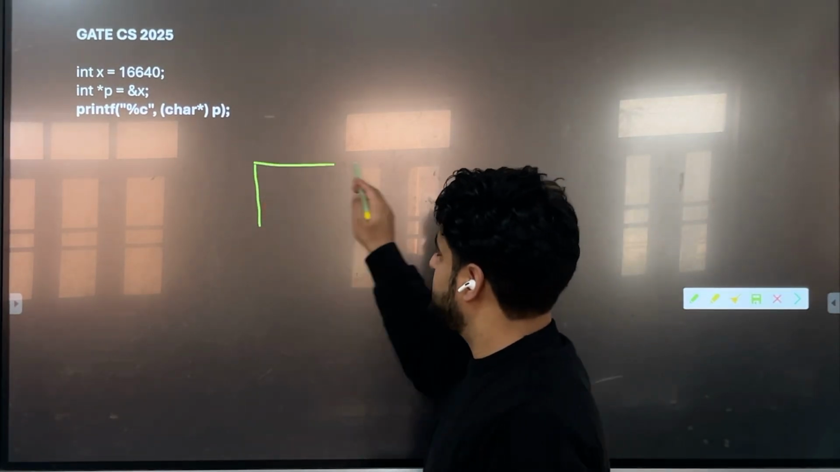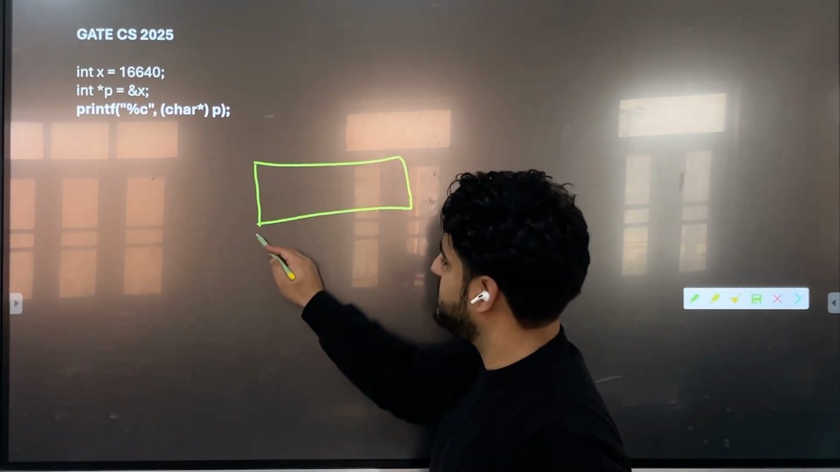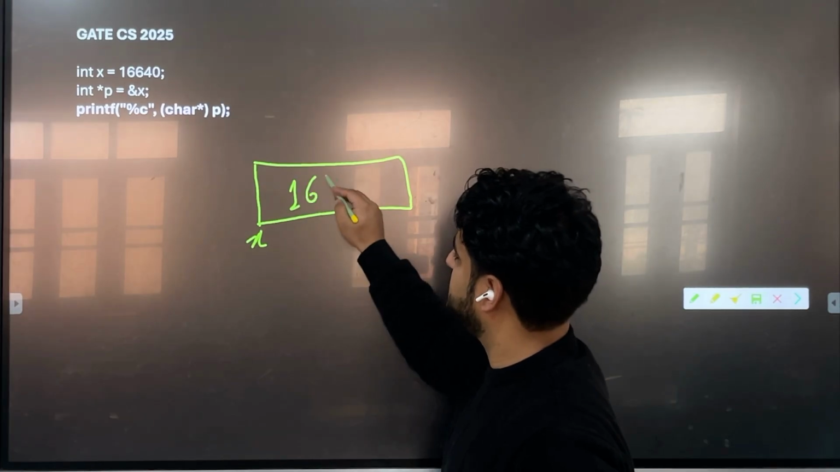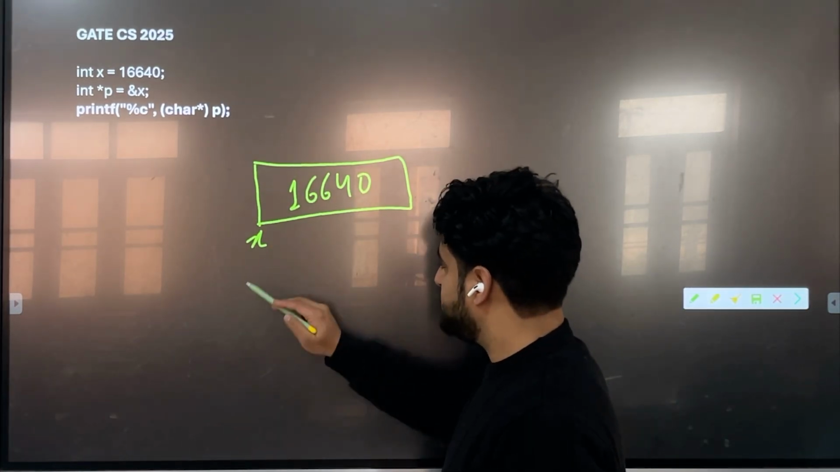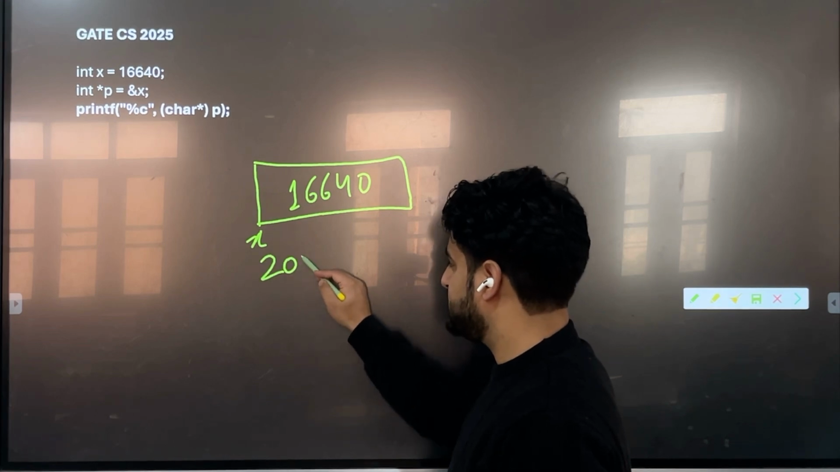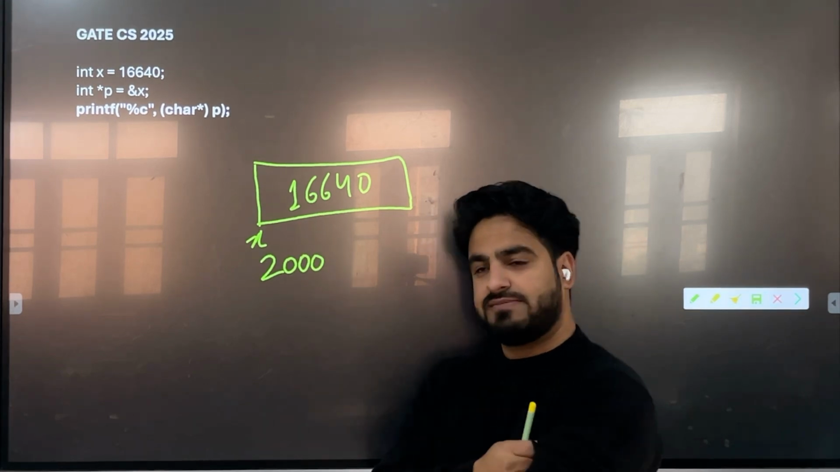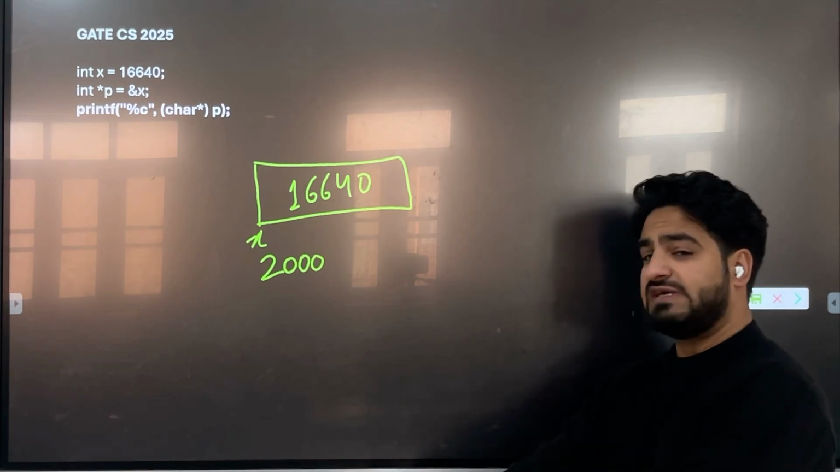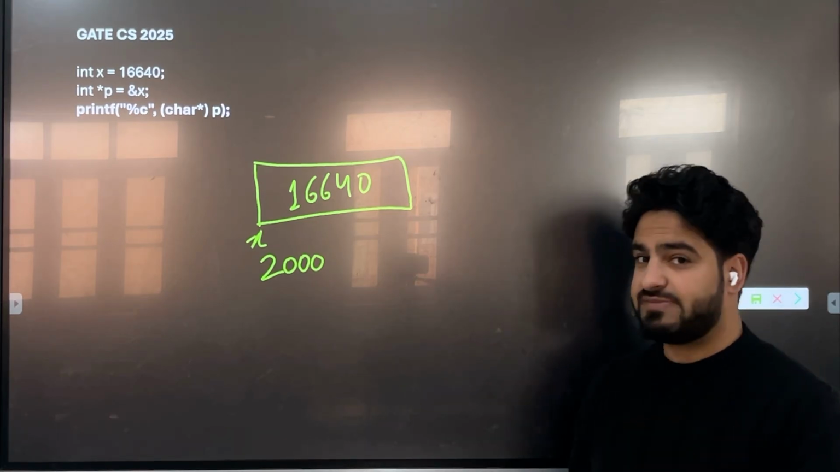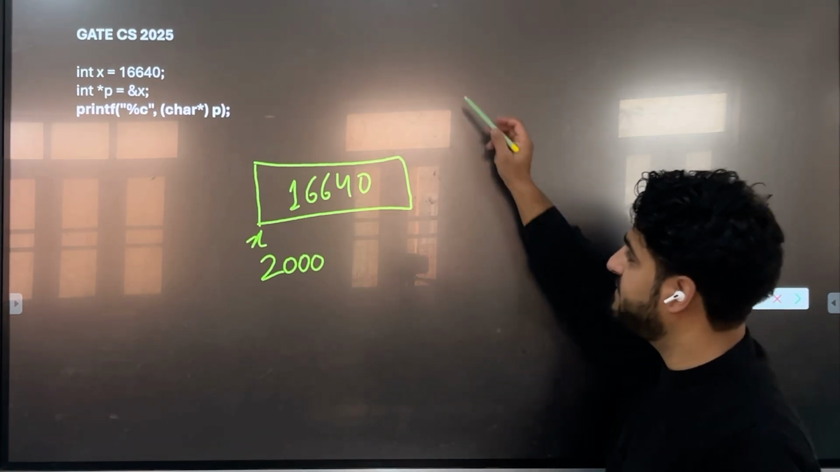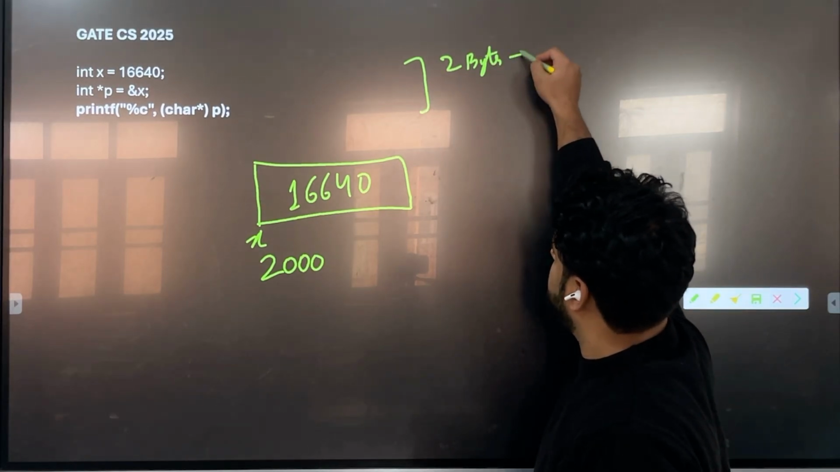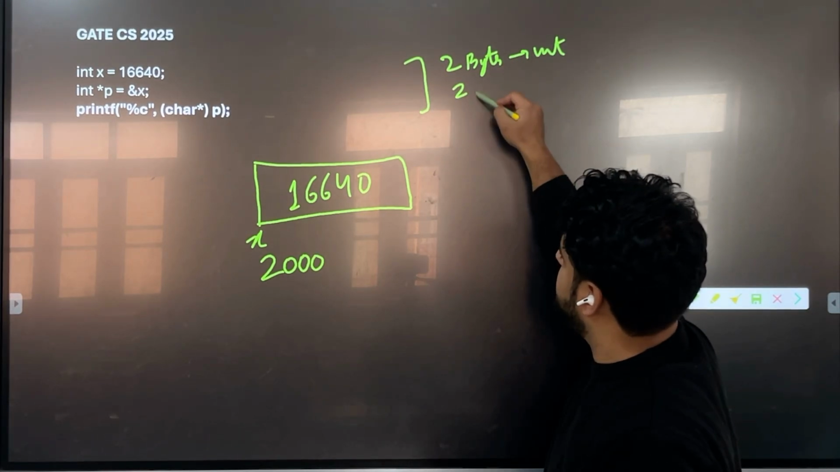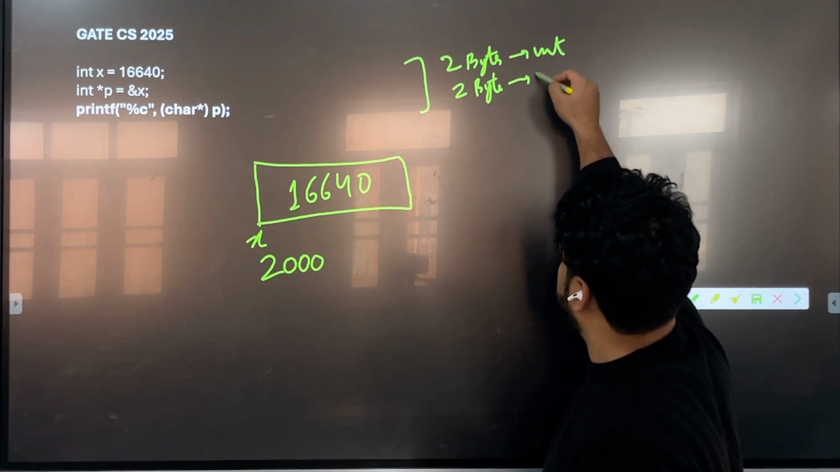We have a variable x whose value is 16640. And recall the story that I told you, that it has an address. Each variable will take some size depending on the type of the data. In older compilers, it was given in the question that it will take 2 bytes for integer and 2 bytes for pointer.